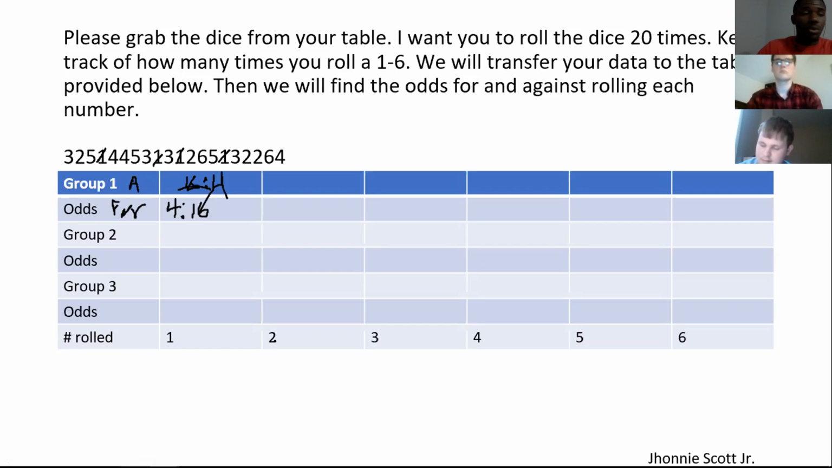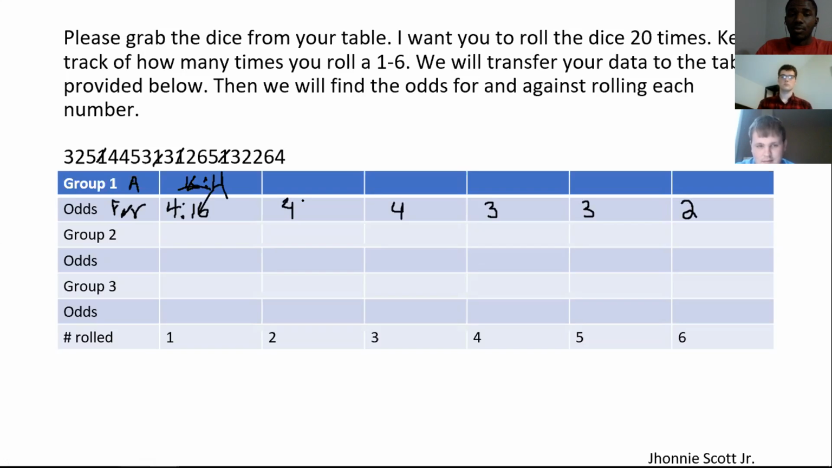Now, for 2, we would do the same thing. I've already worked all these out. So for the odds for, we'll start with 2: we got 2 4 times. Boom. And then let's skip over to 3. We got 3 4 times as well. And then 4, we got 3 times. 5, we also got 3 times. And then 6, we only got 2 times.